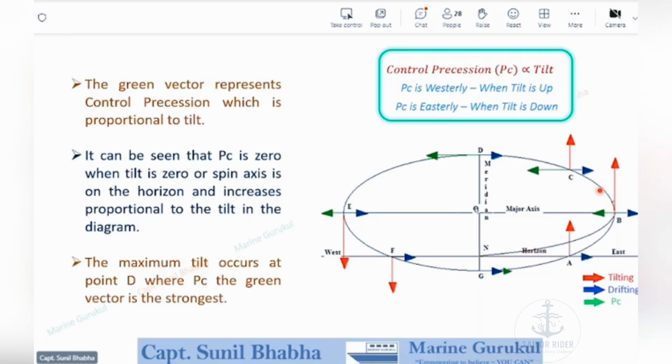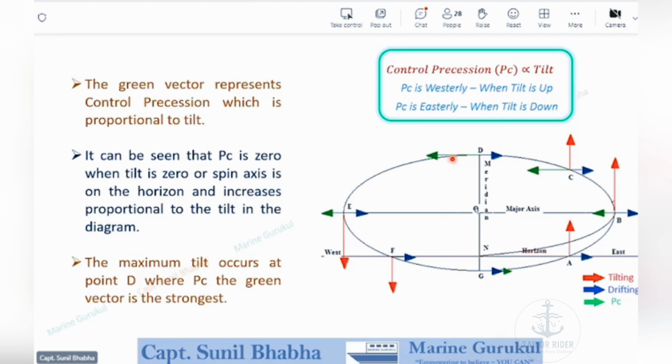From point B, we move up to point C. Now at point C, the tilt has increased further. As the tilt has increased, you can see the magnitude of the control precession has also increased. The green vector has become bigger. Direction is still westwards because at any point above the horizon with an upward tilt or a positive tilt, the direction of control precession will always be westerly. We move further along the ellipse and we reach point delta. If you observe carefully, point delta is the highest tilt point in the elliptical path. So maximum tilt is present here at point delta, and you can see that the control precession is also the strongest, having the maximum magnitude. Anywhere in the ellipse, the maximum magnitude of control precession is at this point due to the fact that control precession is directly proportional to tilt. Direction is westerly as we are having an upward tilt.